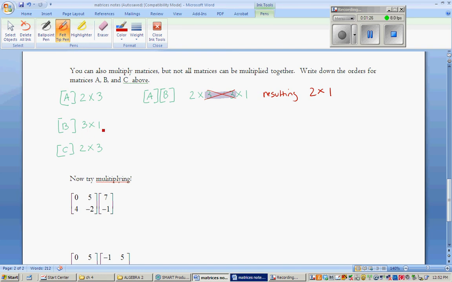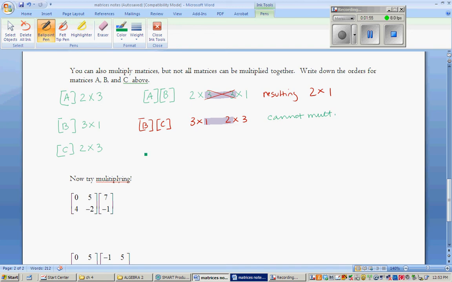So if we wanted to multiply B times C, see how that works. B times C. We're going to again write down the orders. B is a 3 by 1, and C is a 2 by 3. We're going to check out these two numbers. They don't match. We can't multiply these two matrices together. So we're going to write cannot multiply.